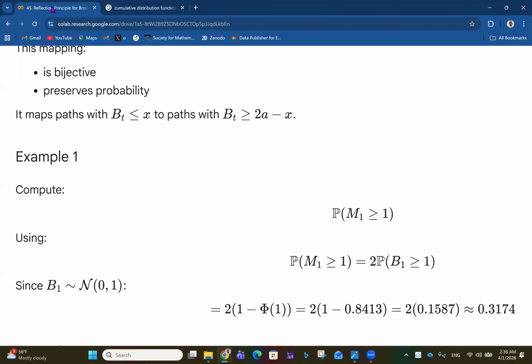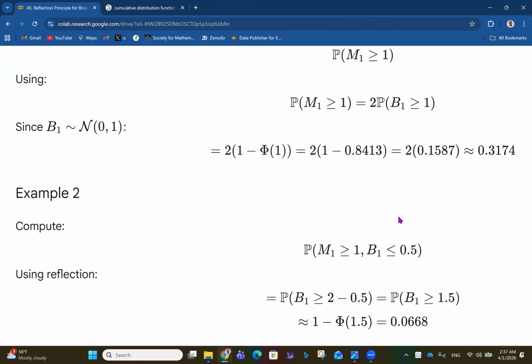That's 84%. So in that case, we now have 2 times 1 minus 0.8413. If you subtract that, you have 2 times 0.1587, and that's approximately 0.3174. That's the probability that M1 is greater than or equal to 1.